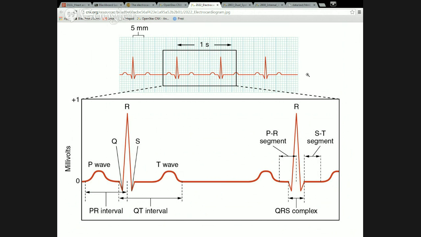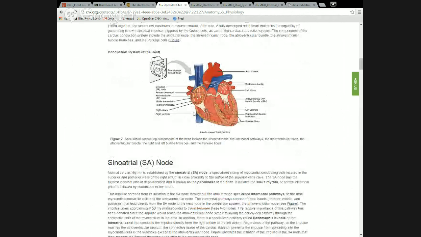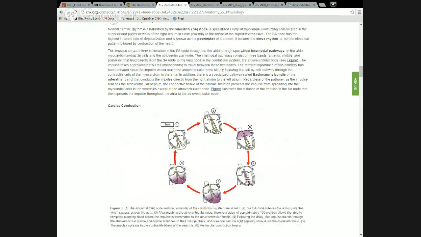Now, I did talk about the conduction pathway a little bit last time, right, yesterday in lab. I pointed to the different things with a picture that looked, where'd it go, like this, right? And then I walked through this series of pictures. I see a lot of blank stares, so I'll take that as a no. I didn't talk about that? Okay.